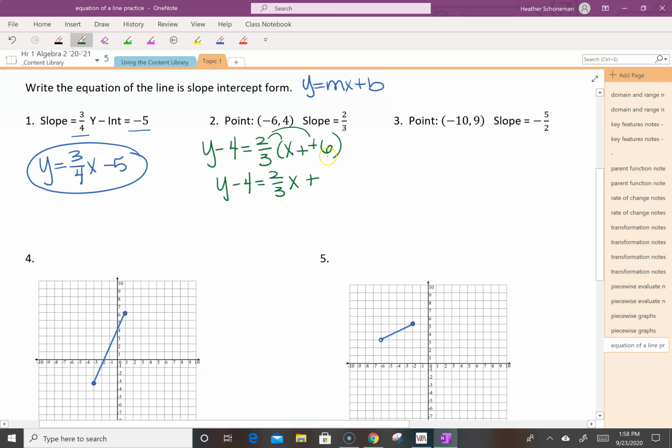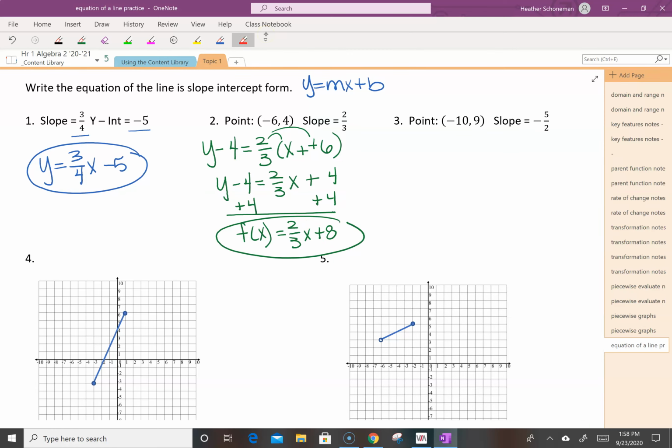Now we can use our shortcut. We take the 6 over here and divide it by the 3 in the bottom. 6 divided by 3 is 2. Multiply by the 2 on the top, and we get 4. Add 4 to both sides, and my equation is y, or we can write it fancy and write f of x, equals 2/3 x plus 8. y and f of x are the same thing. Okay, let's try this again.